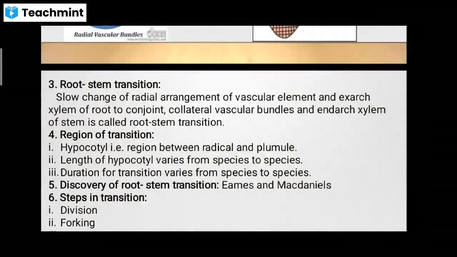The root stem transition was described by the scientists Eames and MacDaniels, and this region of transition is mostly the hypocotyledonary region, that means the region between the radicle and plumule. This region of transition varies from species to species, and the duration of the transition also varies from species to species.